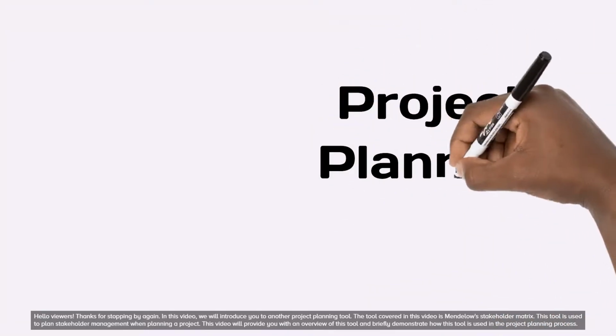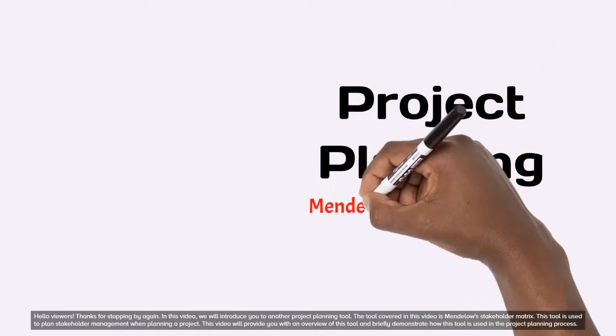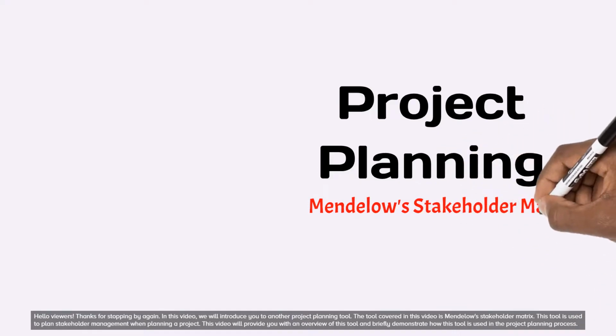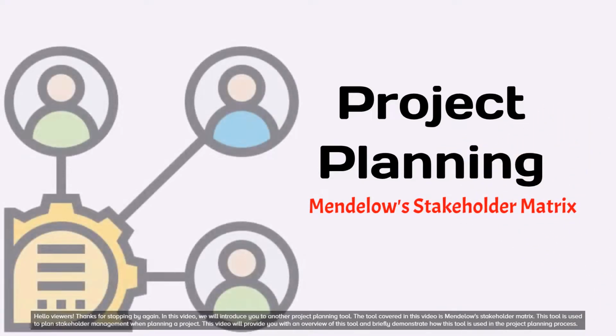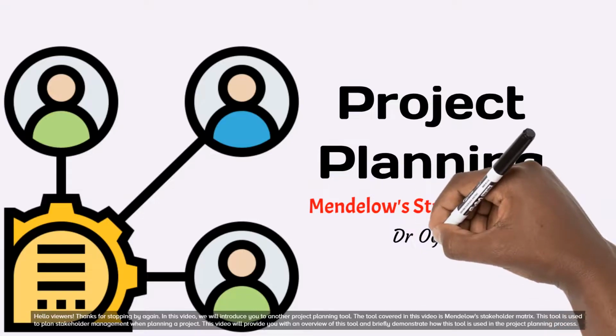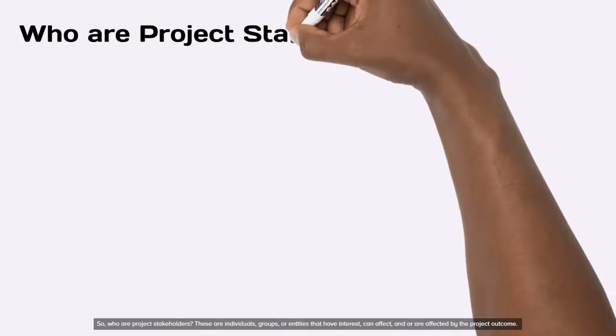In this video, we will introduce you to another project planning tool. The tool covered in this video is Mendelow's Stakeholder Matrix. This tool is used to plan stakeholder management when planning a project. This video will provide you with an overview of this tool and briefly demonstrate how this tool is used in the project planning process. So, who are project stakeholders?